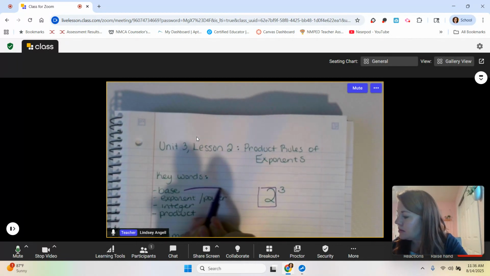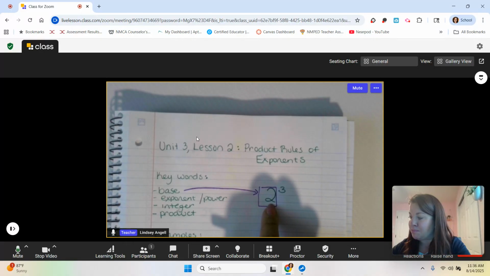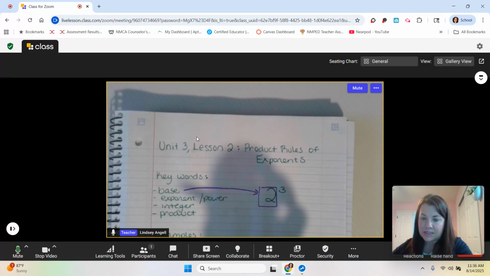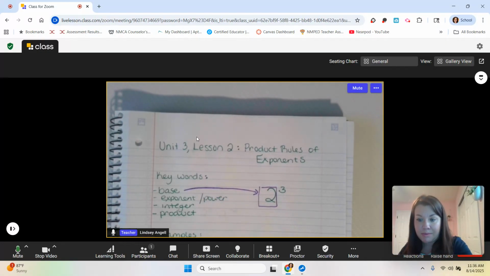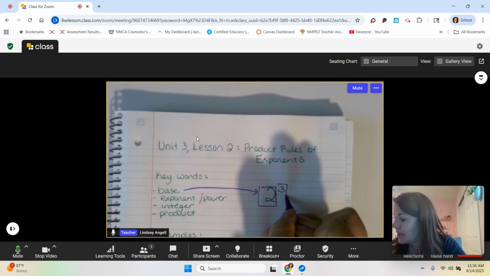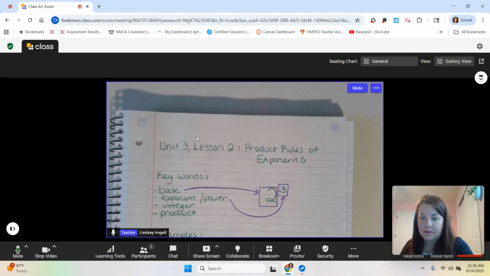Okay? So the base is the 2. The number that is being taken to an exponent is your base. That's the number that you multiply by itself, however many times the exponent tells you to. The exponent, or the power, that's this guy here, the little number. Okay? So 2 to the third power.